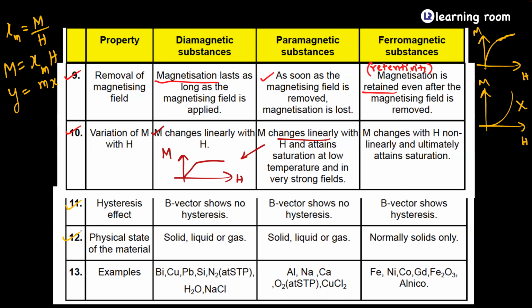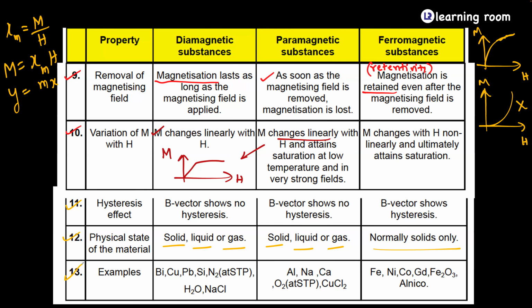The next point is about the physical state of the material. When you talk about a diamagnetic substance, we saw diamagnetic substance was water, right? So it can be either in the form of solid, liquid, or gas. Same is going to be the case with paramagnetic, whereas for a ferromagnetic substance, it is going to be solid only. So it is normally going to be a solid. The examples of diamagnetic substances are bismuth, copper, lead, silicon, etc. Similarly, for paramagnetic, aluminum, sodium, calcium, all these things. And for ferromagnetic substance, iron, nickel, cobalt, or you have alnico. What is alnico?